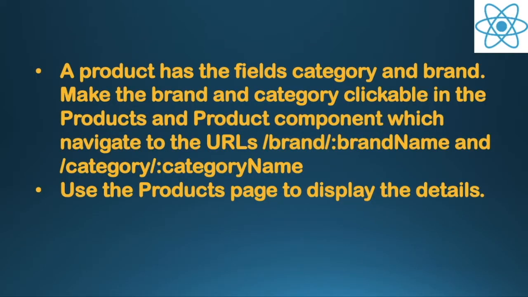Let's look at the next exercise. A product has the fields category and brand. We have already seen that. Make the brand and category clickable in the products and product component, which navigate to the URLs /brand/brand name and /category/category name. Use the products page to display the details. So when we click on the brand, it should go to this URL. So if the brand was Pepsi, it should go to /brand/Pepsi. Or if the category was beverages, it should go to /category/beverages. And we should display all the beverages using the products page that we have created so far.